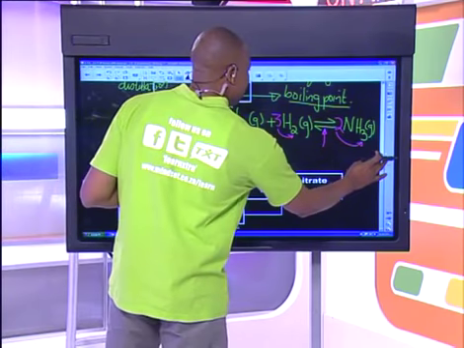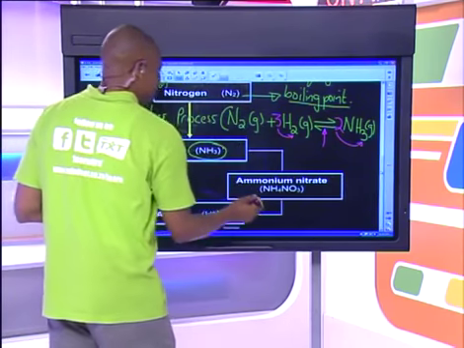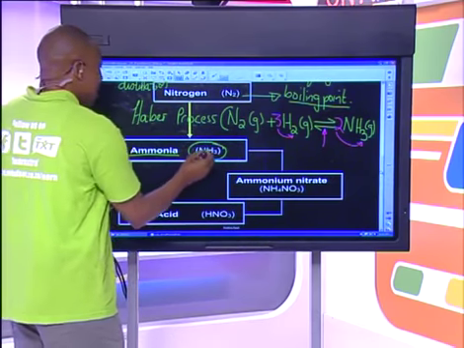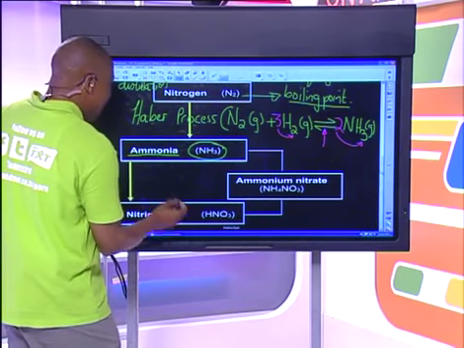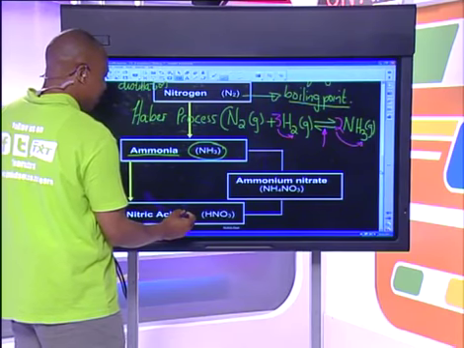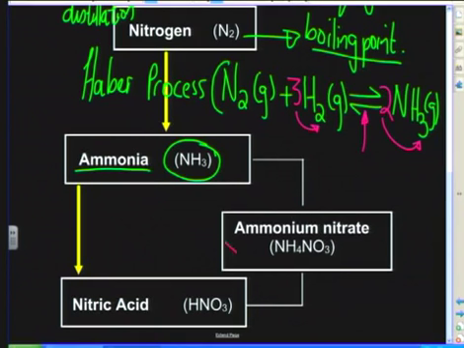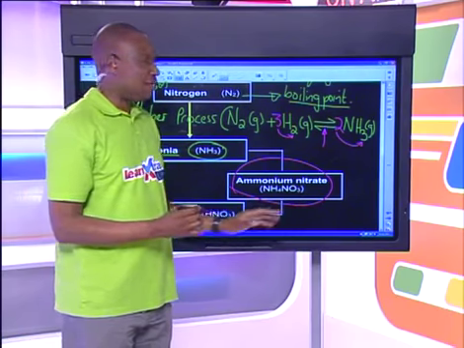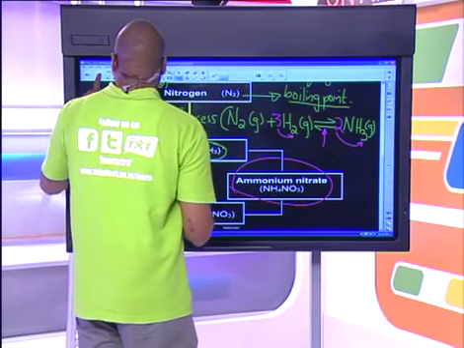Okay, so we have now produced ammonia. And when we allow ammonia to react with nitric acid, we produce the most desired fertilizer, ammonium nitrate. So that's how this flowchart explains the process of the production of nitrogen-containing fertilizers. Okay, good.